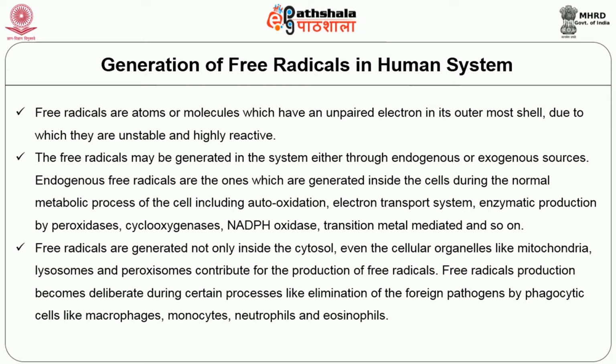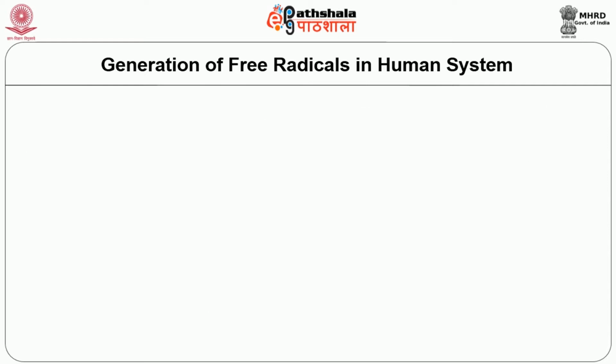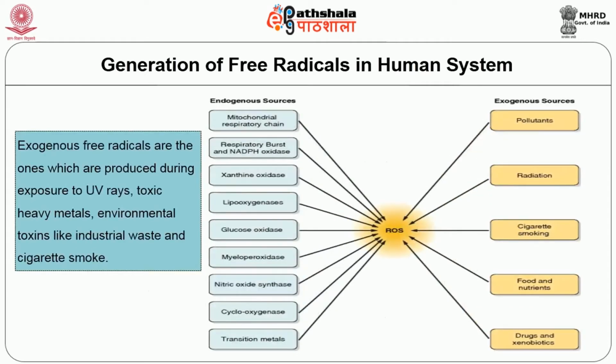Free radical production becomes deliberate during certain processes like elimination of foreign pathogens by phagocytic cells like macrophages, monocytes, neutrophils, and eosinophils. Exogenous free radicals are the ones which are produced during exposure to UV rays, toxic heavy metals, and environmental toxins like industrial waste and cigarette smoke.